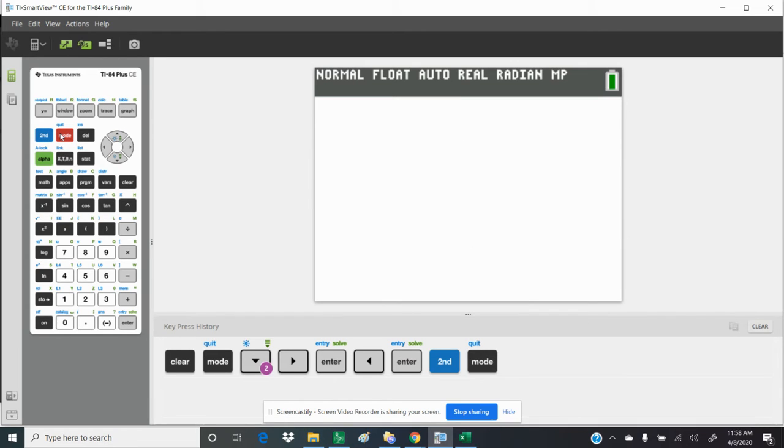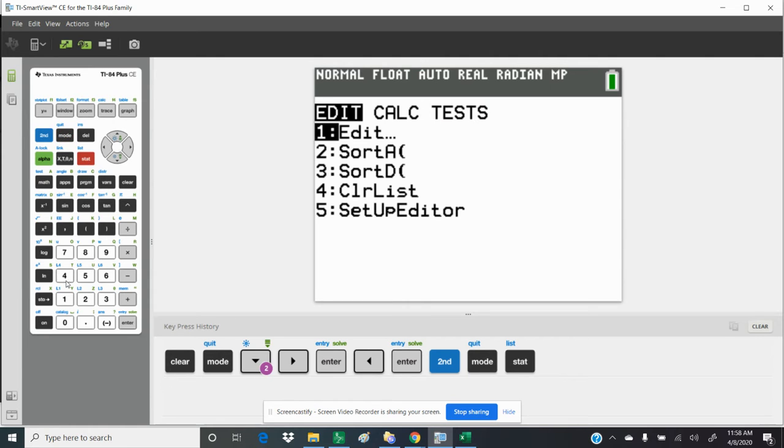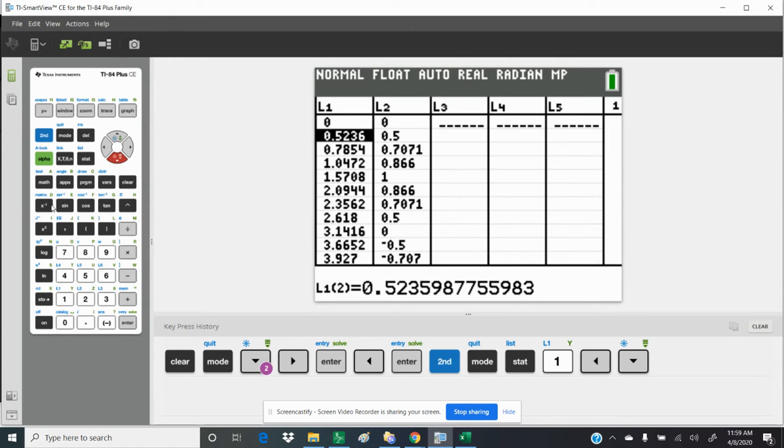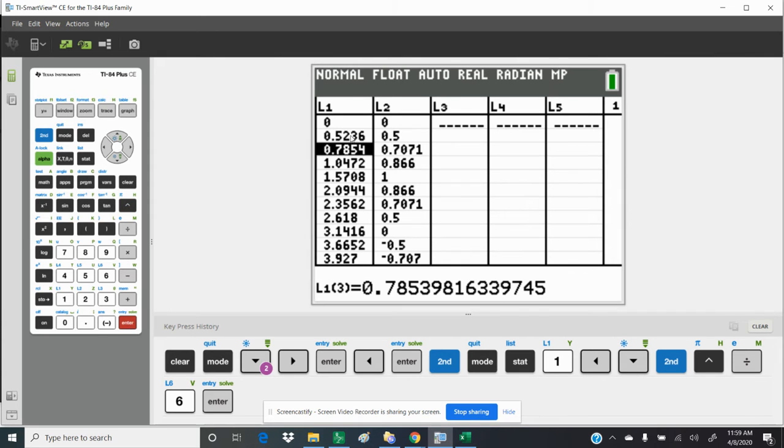So then what you want to do is you want to go into L1 and L2. So you're going to go to Stat and then Edit. And then in L1, you're going to put all the radian values. So here, if I put in pi over 6, I'm just going to type in pi, which will be second, and then this little button here for pi, divided by 6. When I hit enter, it's going to change that to a decimal because it's not going to record it as pi over 6. It's going to record it as the decimal equivalent.